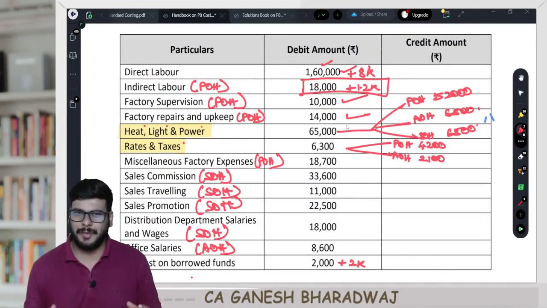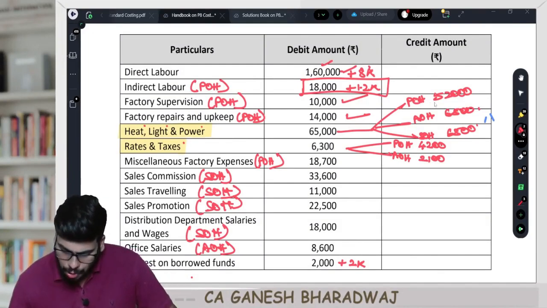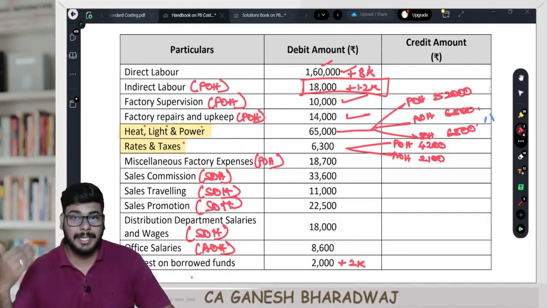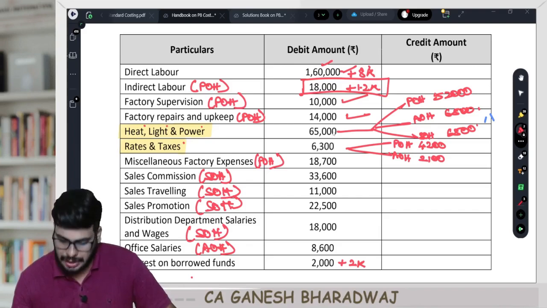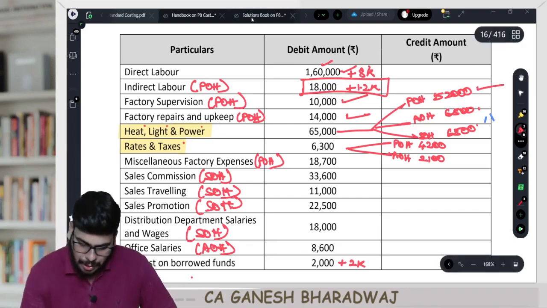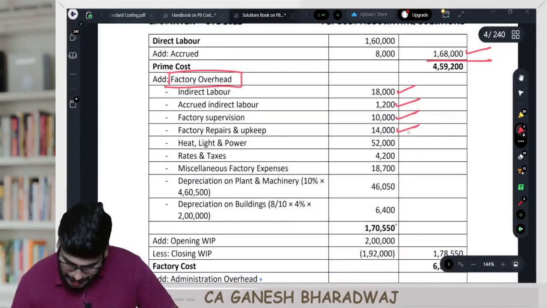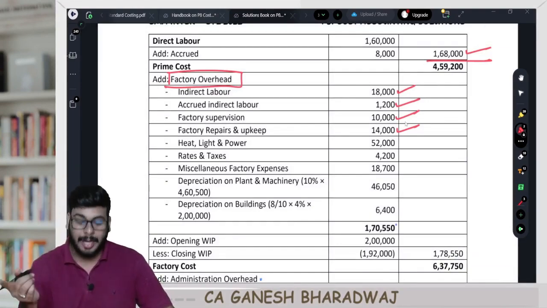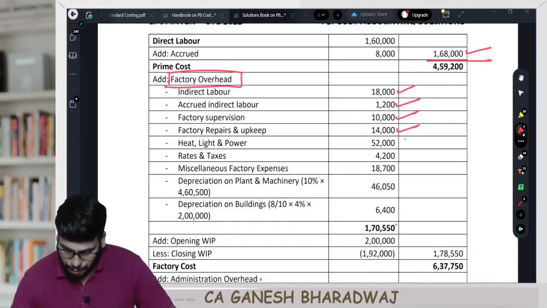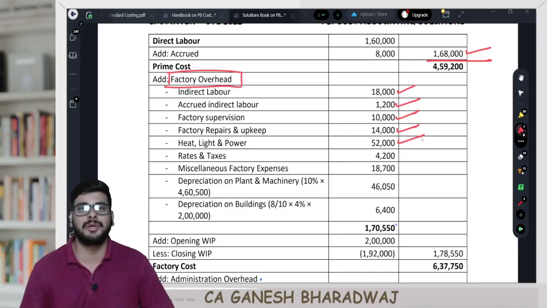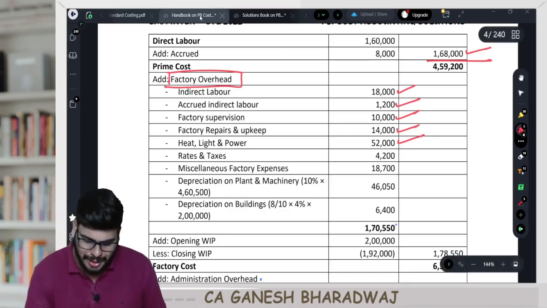Then you have this heat, light and power, 65,000. However, the entire 65,000 is not factory oriented. Only 8/10 of it. So 8 by 10 into 65,000 is 52,000 rupees. That alone is your production overheads, the heat, light and power attributable to your factory, 52,000 rupees. Are you clear with this, guys? See, all the figures, you just need to keep adding it up.